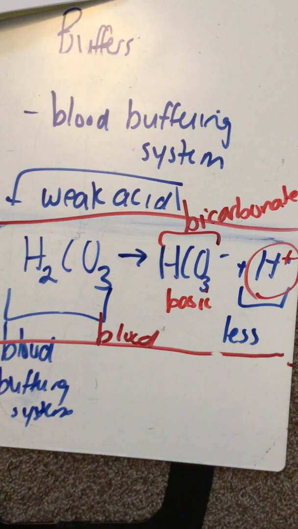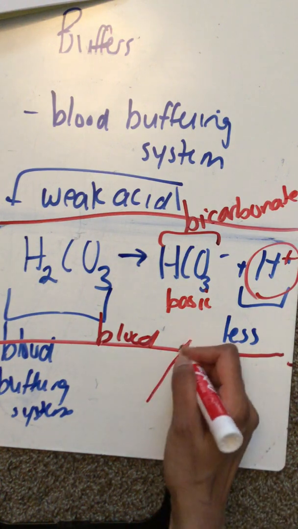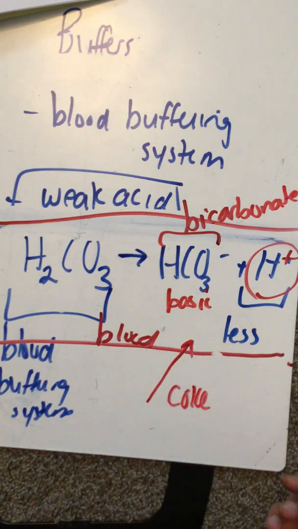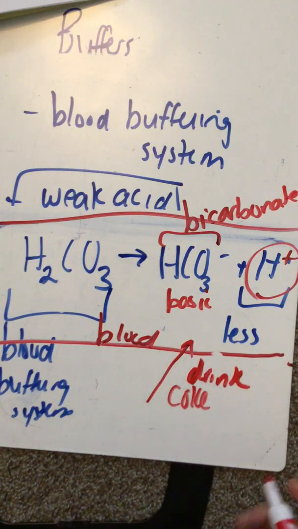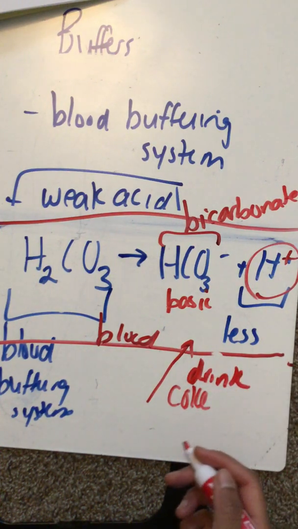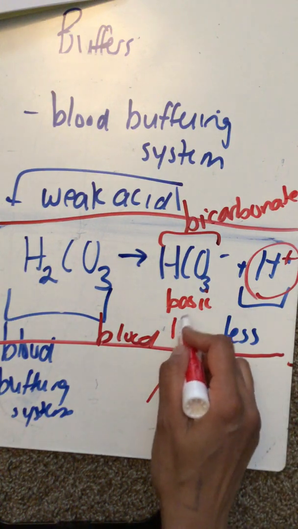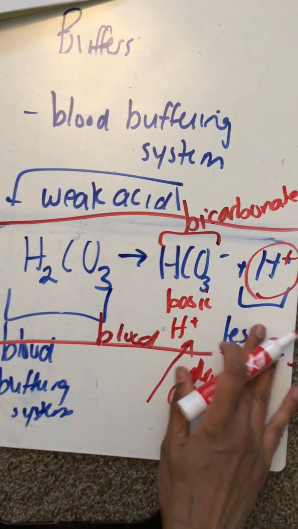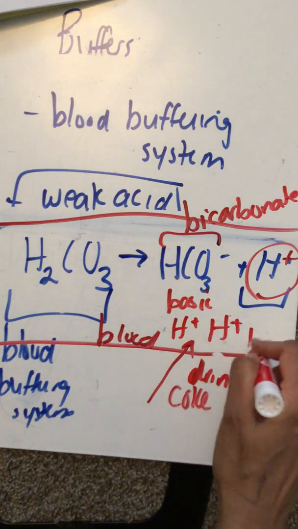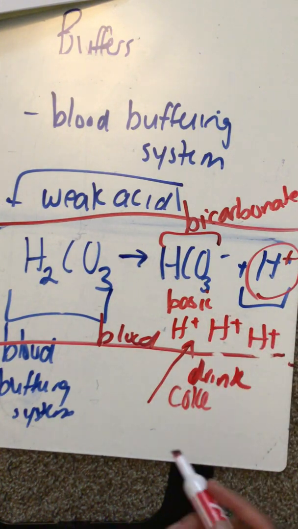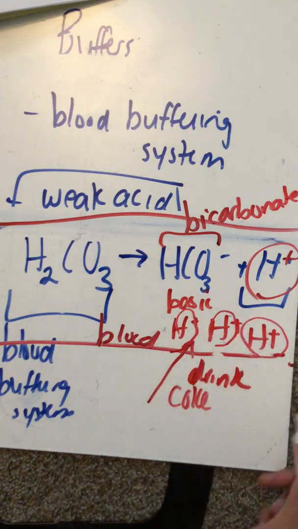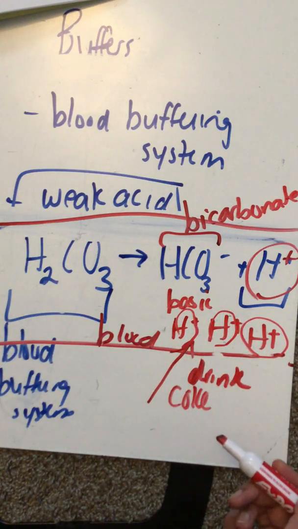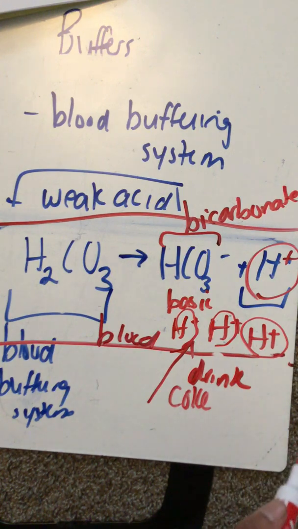And so what happens is if you drink, like, I don't know, Coca-Cola, right? Like not cocaine, but if you drink Coca-Cola, right? Well, Coca-Cola is acidic, right? So what ends up happening is you start making all this extra H positive from drinking this Coca-Cola, from eating the orange, and all of a sudden you're adding H positive to your blood, right?